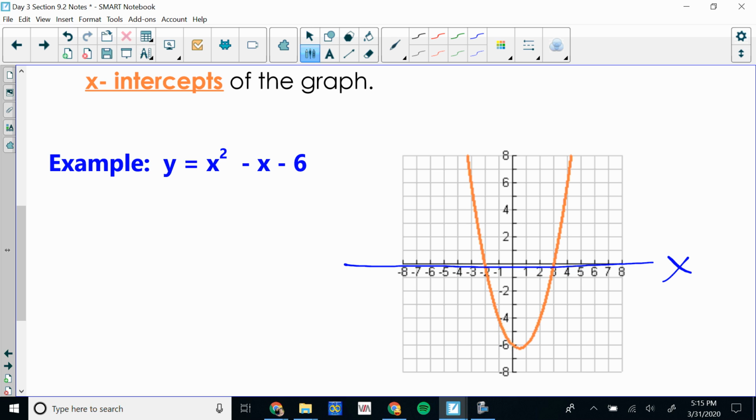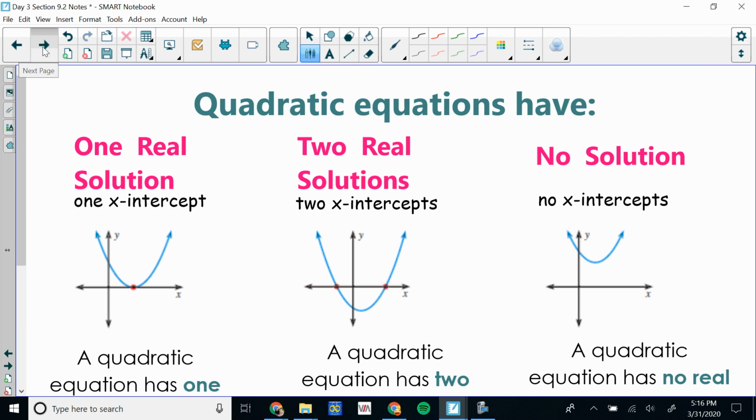x-axis. Bear with me here, my stylus broke, so my lines won't be as straight as they normally are. But this crosses the x-axis right there at the point 3, 0, and right here at the point negative 2, 0. And if you were to factor this, that's exactly what you would get.